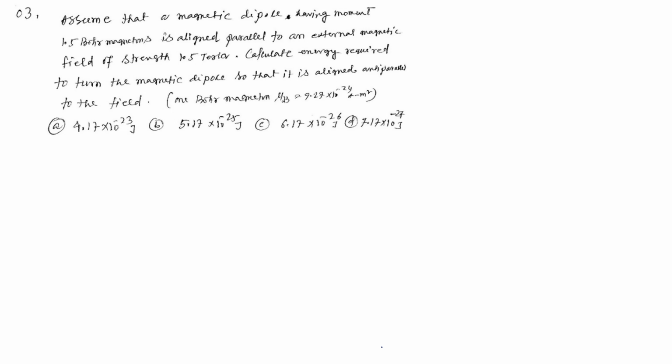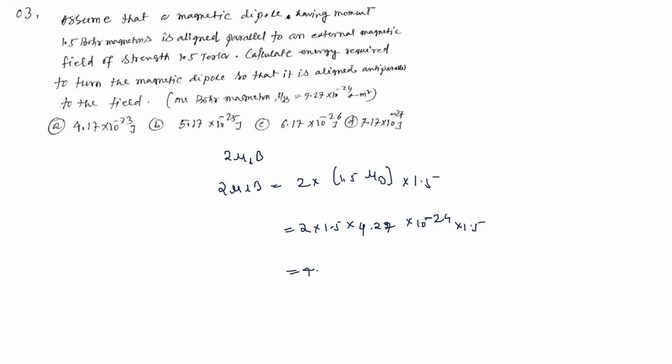So the energy that must be supplied to the dipole is a total of 2 mu B. So 2 mu B is equal to 2 into 1.5 mu B into 1.5. So it will be 2 into 1.5 into 9.27 into 10 to the power minus 24 into 1.5. So you will get the answer 4.17 into 10 to the power minus 23. Okay, that will be the answer.